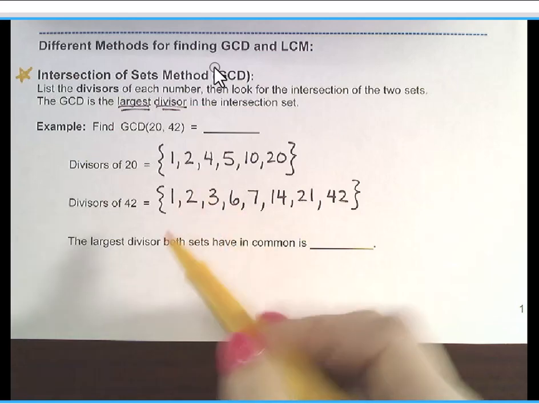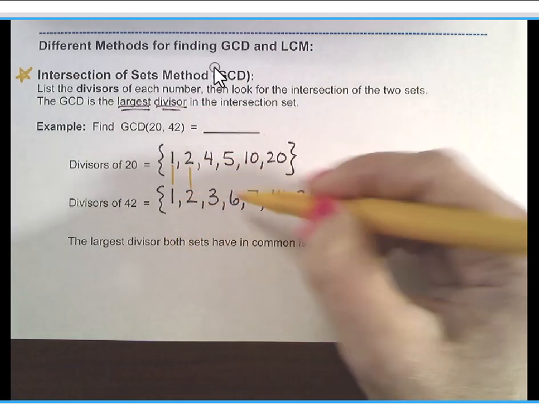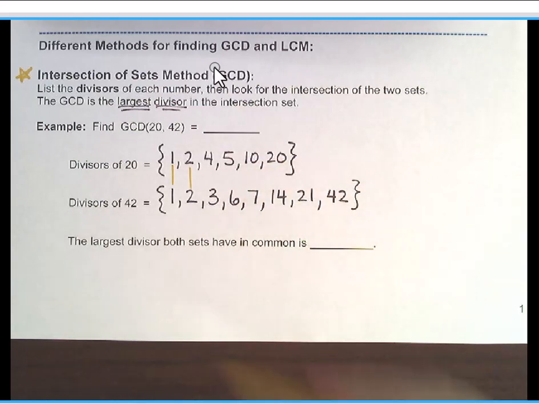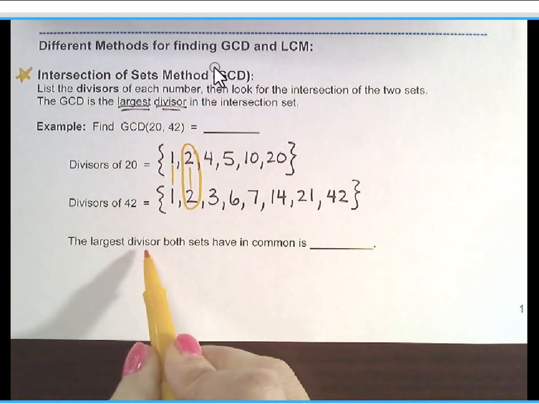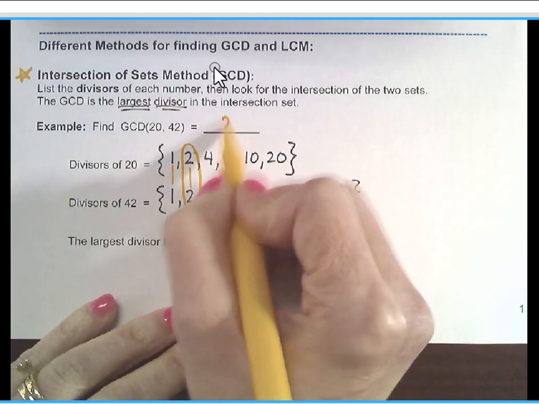Now we're trying to find all the ones they have in common. So they have a 1 in common, a 2, and that's it. That's all the ones they have in common. So we want the biggest one. The largest divisor both sets have in common is 2. So the greatest common divisor is 2.